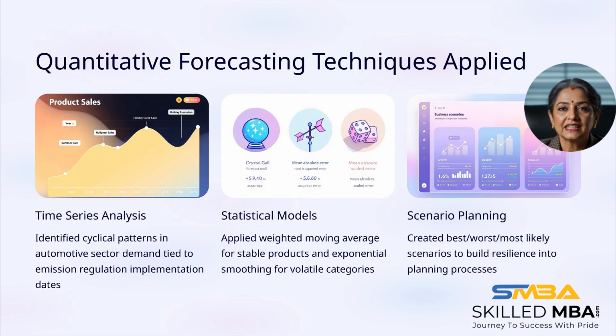Quantitative forecasting techniques were crucial. Time series analysis revealed cyclical demand patterns linked to emission regulations. Statistical models, including weighted moving averages and exponential smoothing, were applied to stabilize forecasts. Scenario planning developed best, worst, and most likely scenarios, enhancing resilience in planning processes.